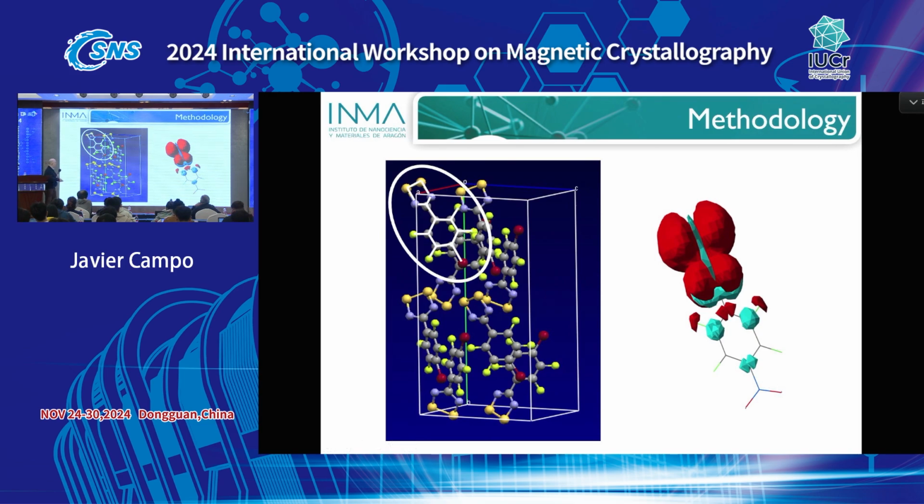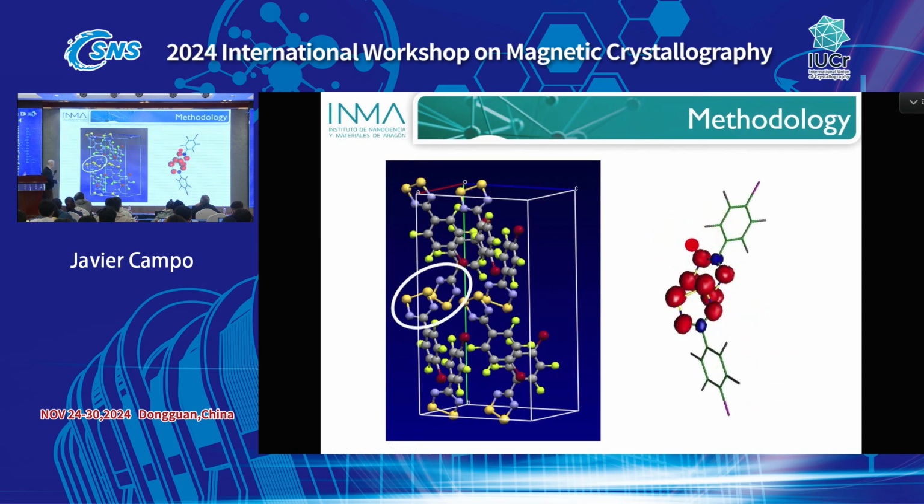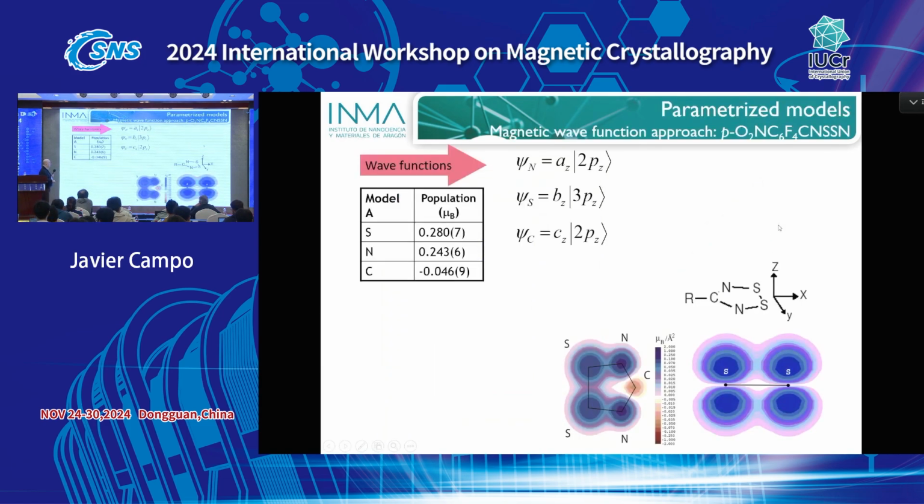You can also do ab initio calculations, but the crucial point is the experiment, because ab initio without the experiment is nothing. The experiment tells you that your ab initio calculations are correct. And once you have all this information, you can understand, for example, why these two molecules are interacting ferromagnetically, because the overlapping between the magnetic wave functions is zero. That means this favors the ferromagnetic interaction. And this was done in this molecule.